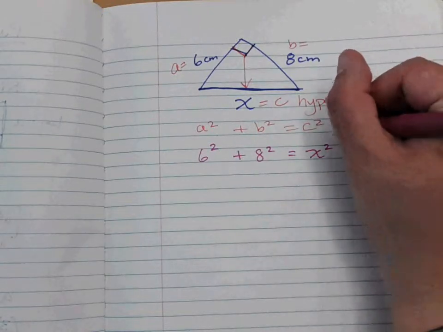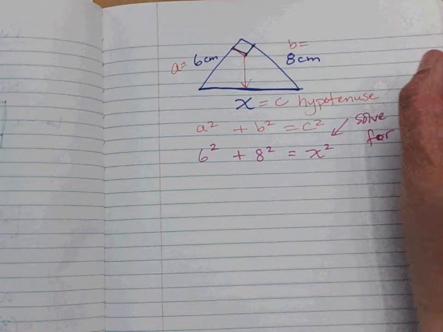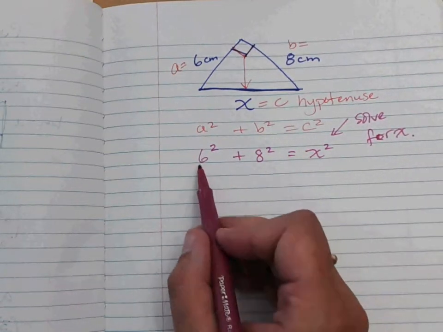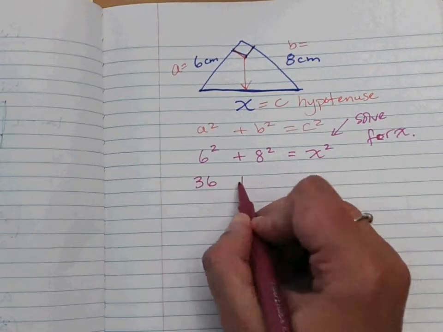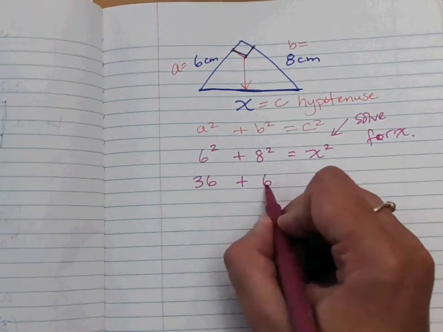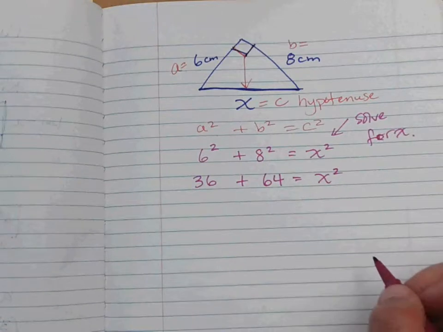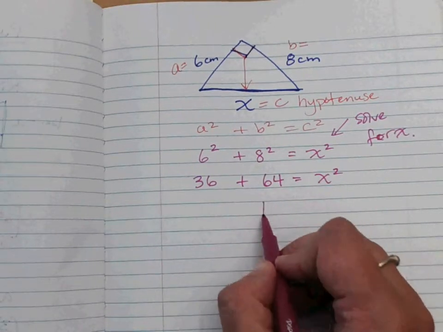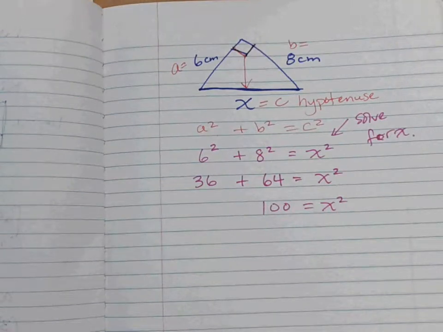Solve for x, the missing side. So 6 squared is 36. 8 squared means 8 times 8. 8 times 8 is 64 equals x squared. What should I do next? 100 equals x squared. And finally, I want to get x.